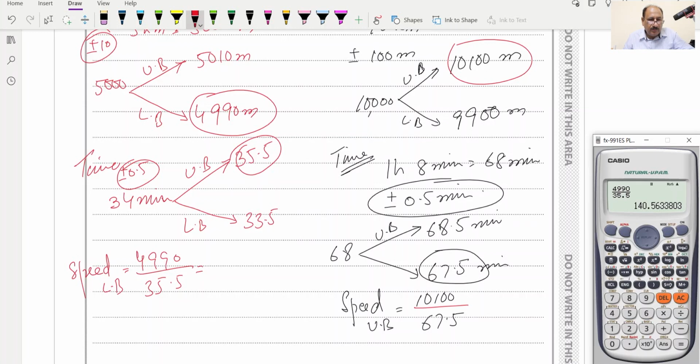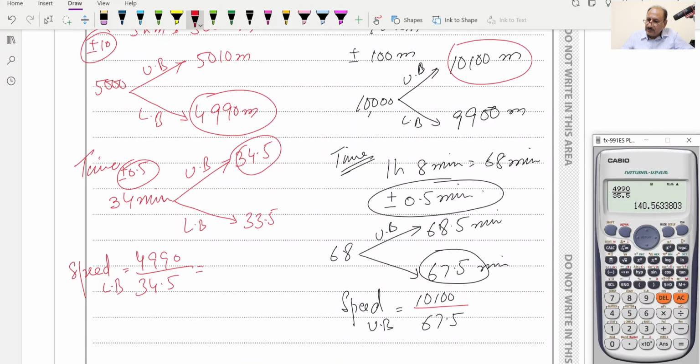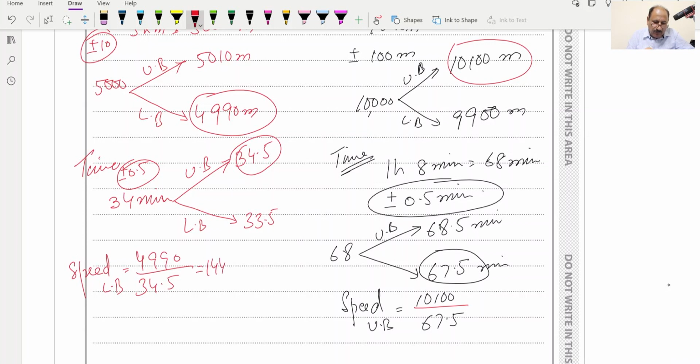4990 divided by, this should be the lower bound basically. Why have we written this? This should be 30. The upper bound we have written wrong. This should be 34.5. This was a mistake, so this will be 34.5. Now this answer, with 34.5, is equal to 144.638, and this will be the speed.